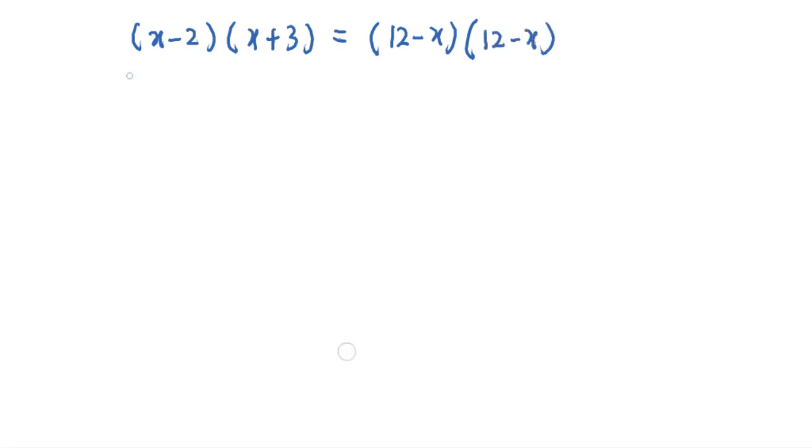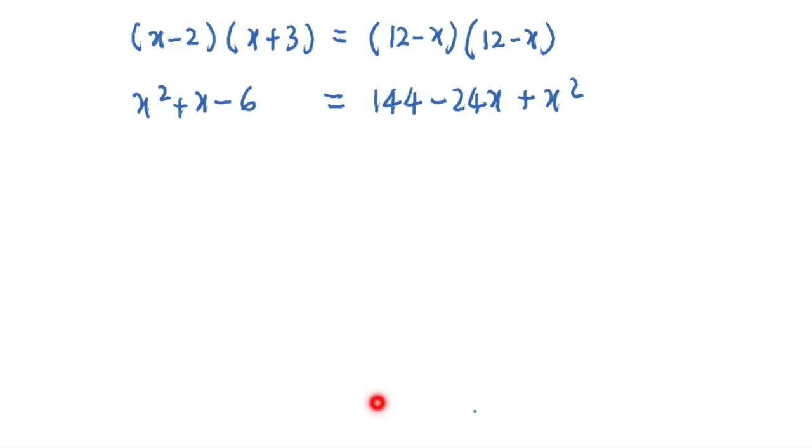Expanding both brackets, you're going to get x squared plus x minus 6 equal to 144 minus 24x plus x squared. Simplifying this, you can see that we can cancel x squared on both sides. Then bring negative 24x to the left hand side, you're going to get 25x. Then bring negative 6 to the right hand side, you're going to get 150. So here, by bringing 25 to the right hand side, you're going to get the x value is 6, like what we got in the previous example.